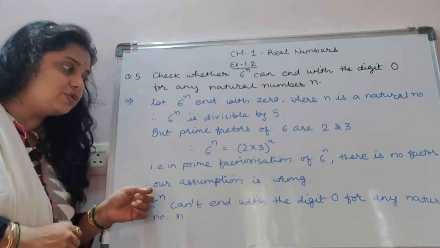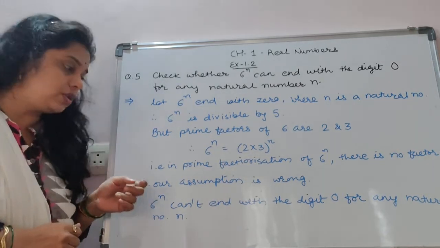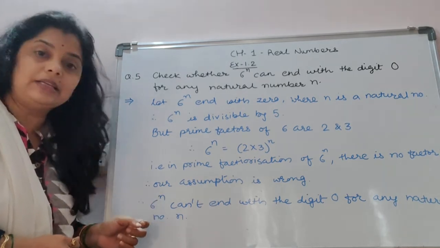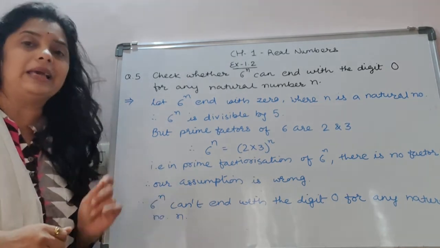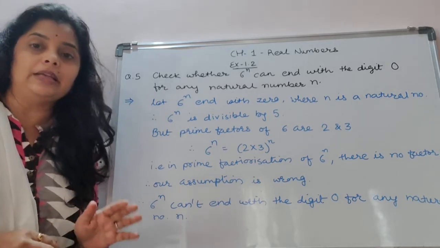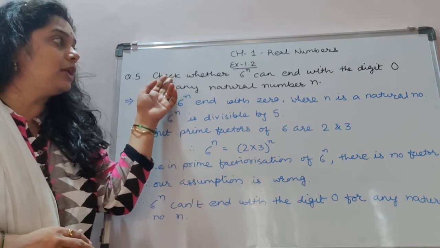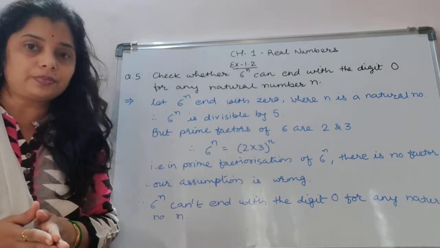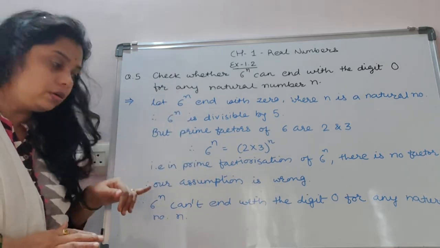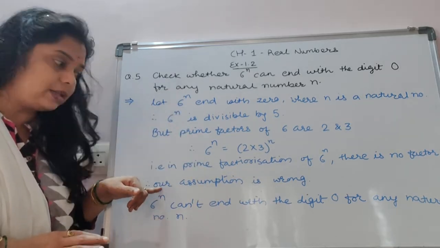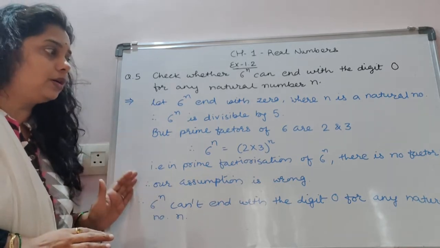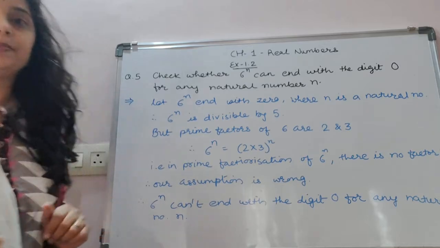It means our assumption is wrong, and therefore 6 raised to n, where n is a natural number, cannot end with the digit 0. Is it clear? I repeat again. If a question like this is asked, you have to assume exactly the opposite and prove that our assumption is wrong at the end of the sum, and then you can use the same method like this.